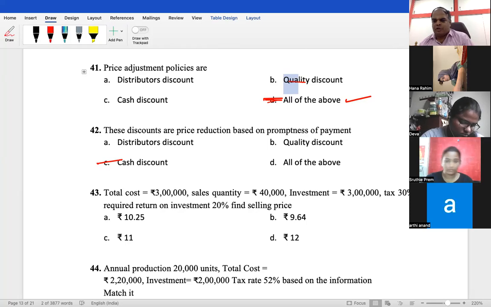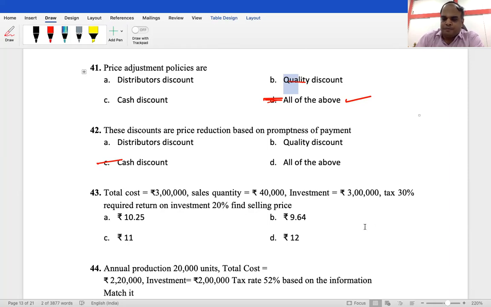Next line item: 28,000 X minus 2,10,000 should be equal to 3 lakhs into 20%. So find X.